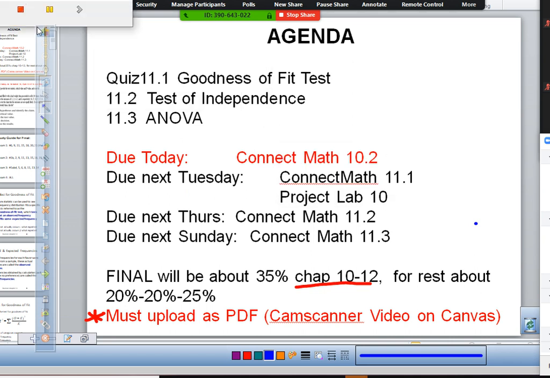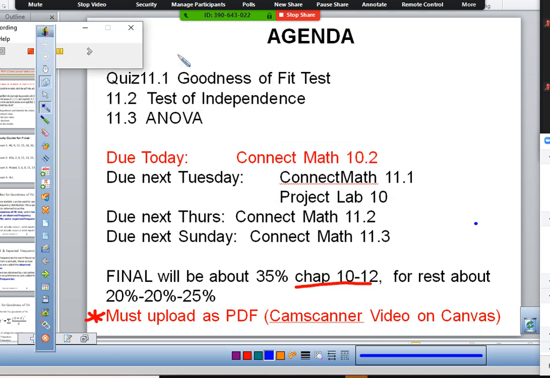This is what we're looking at today. Today we're doing our quiz 11.1, goodness of fit test, and then we're going to do test of independence, and we're also going to do ANOVA. That kind of finishes out our material for the semester. Today you have due tonight 10.2, and then next Tuesday 11.1, and also Project Lab 10.